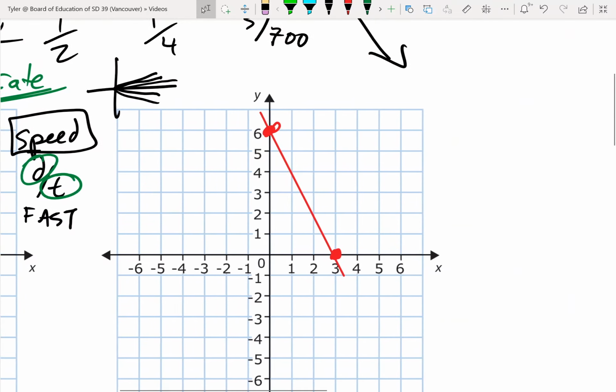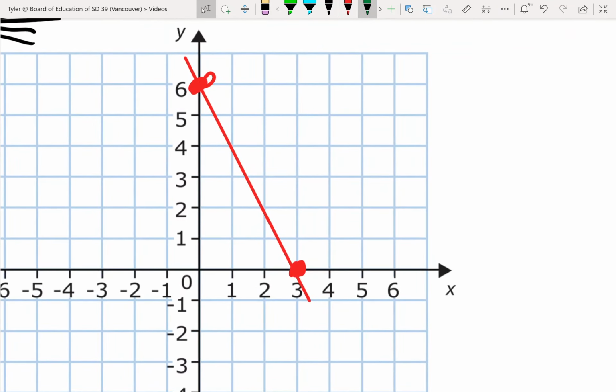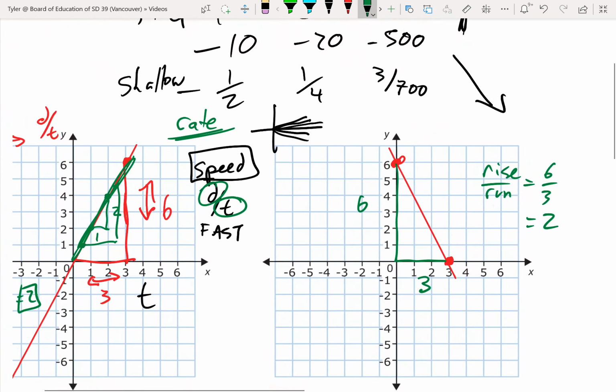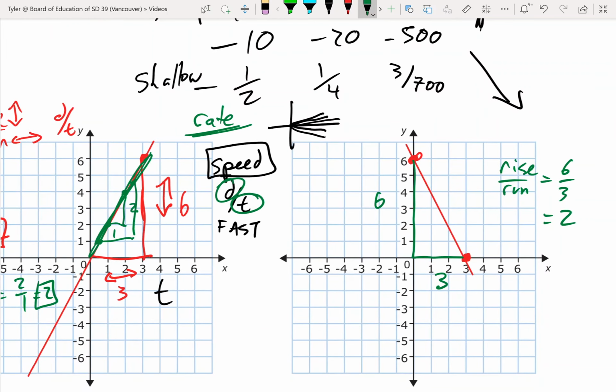Let's do another example. Let's look at this one. So I'm going to draw my lines. Okay, I'm going to put the numbers. This is 3, and this is 6. So now if I do my rise over run, this could be 6 over 3, gives me 2. Now, there's a problem. The slope of this line was 2. The slope of this line was also 2. They're clearly different graphs.